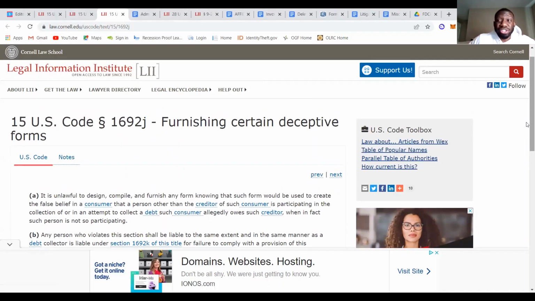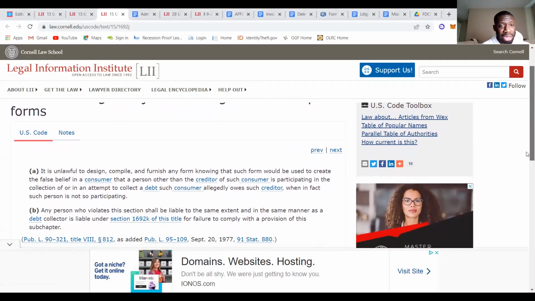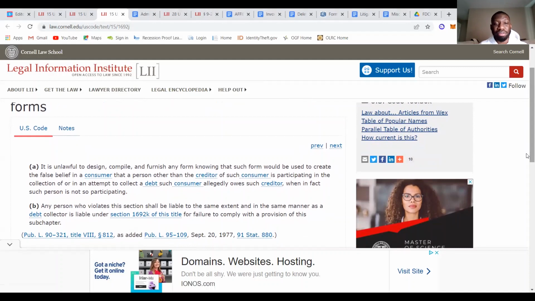15 USC 1692j, furnishing certain deceptive forms. So A, it is unlawful to design, compile, and furnish any form knowing that such form would be used to create the false belief in a consumer that a person other than the creditor of such consumer is participating in the collection of or an attempt to collect a debt such consumer allegedly owes such creditor, when in fact such person is not so participating.